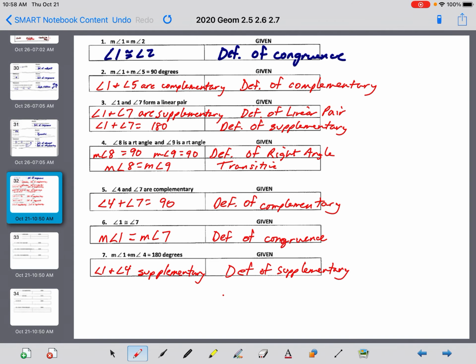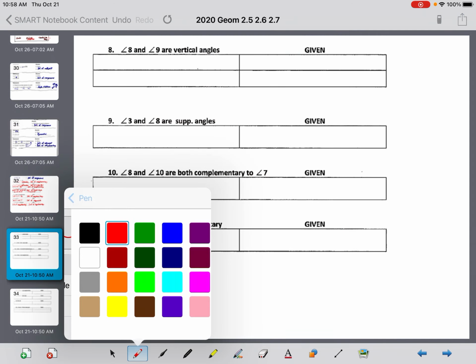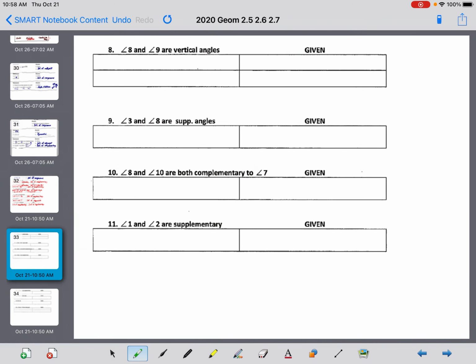All right, let's move over to the other column. Let's see what we can pull out of those. If we know that angle 8 and 9 are vertical angles, so a picture of that would be like this, 8 and 9. What do we know about vertical angles? We know that 8 and 9 are congruent. And that's because of the definition of vertical angles.